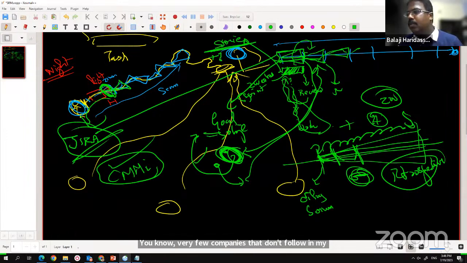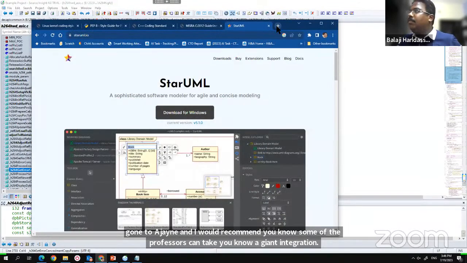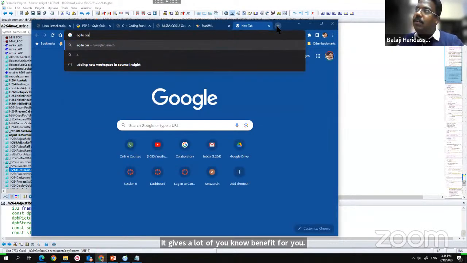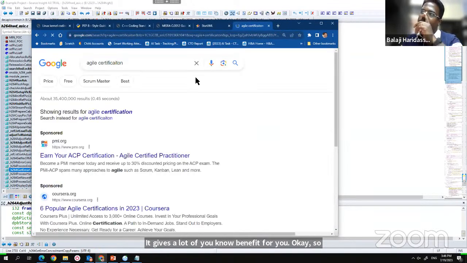And I would recommend that some of the professors take Agile certification. It gives a lot of benefit for you. Okay, so please go for Agile certification. And you can find Scrum.